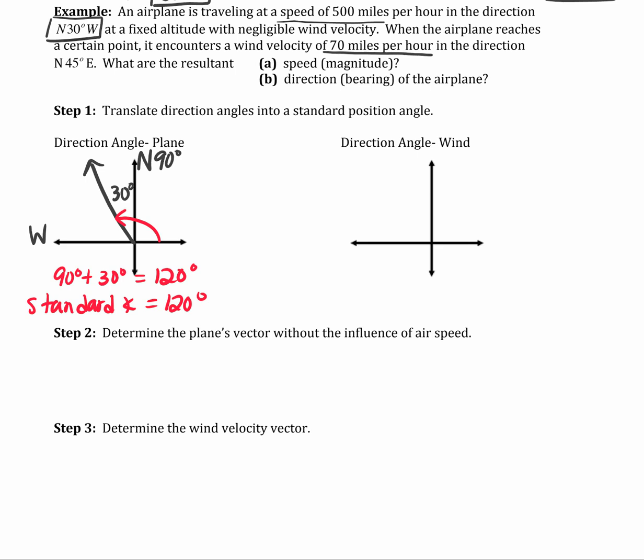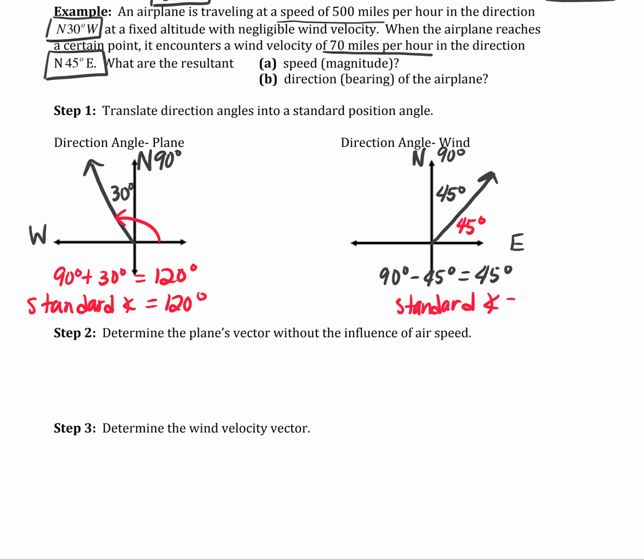It's going to be the magnitude for the wind in the direction of north 45 degrees east. So we're going to start at north. We're going to go towards east. Now, the nice thing about 45 degrees is it's right smack in the middle. So when we do 90 minus 45, we are getting 45. So if you forgot to do the standard angle for this one and used the 45, you would be okay because they are the same. Most of the time, though, you want to make sure that you do that calculation.